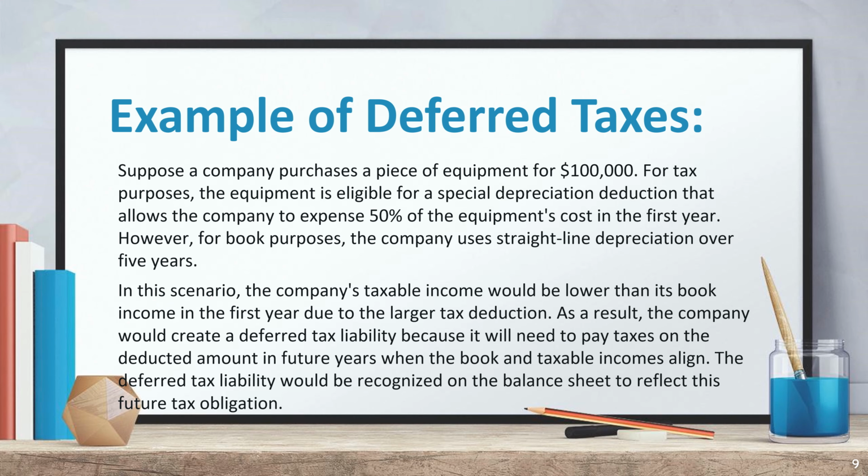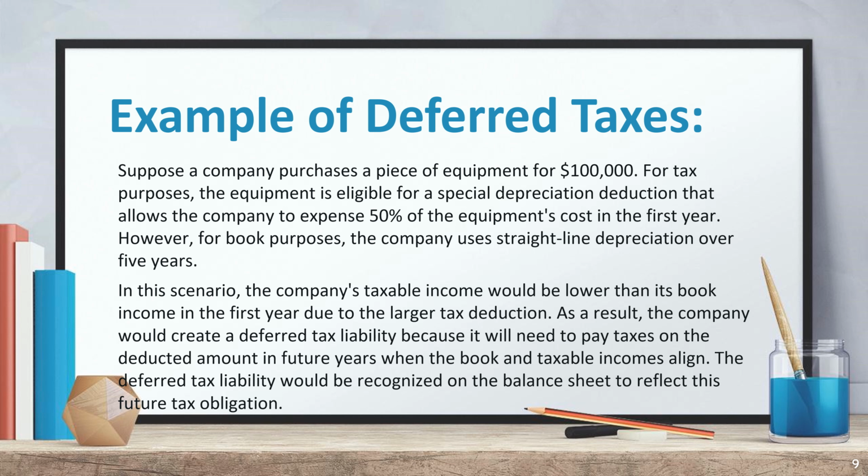Example of deferred taxes. Suppose a company purchases a piece of equipment for $100,000. For tax purposes, the equipment is eligible for a special depreciation deduction that allows the company to expense 50% of the equipment's cost in the first year. However, for book purposes, the company uses straight-line depreciation over 5 years.